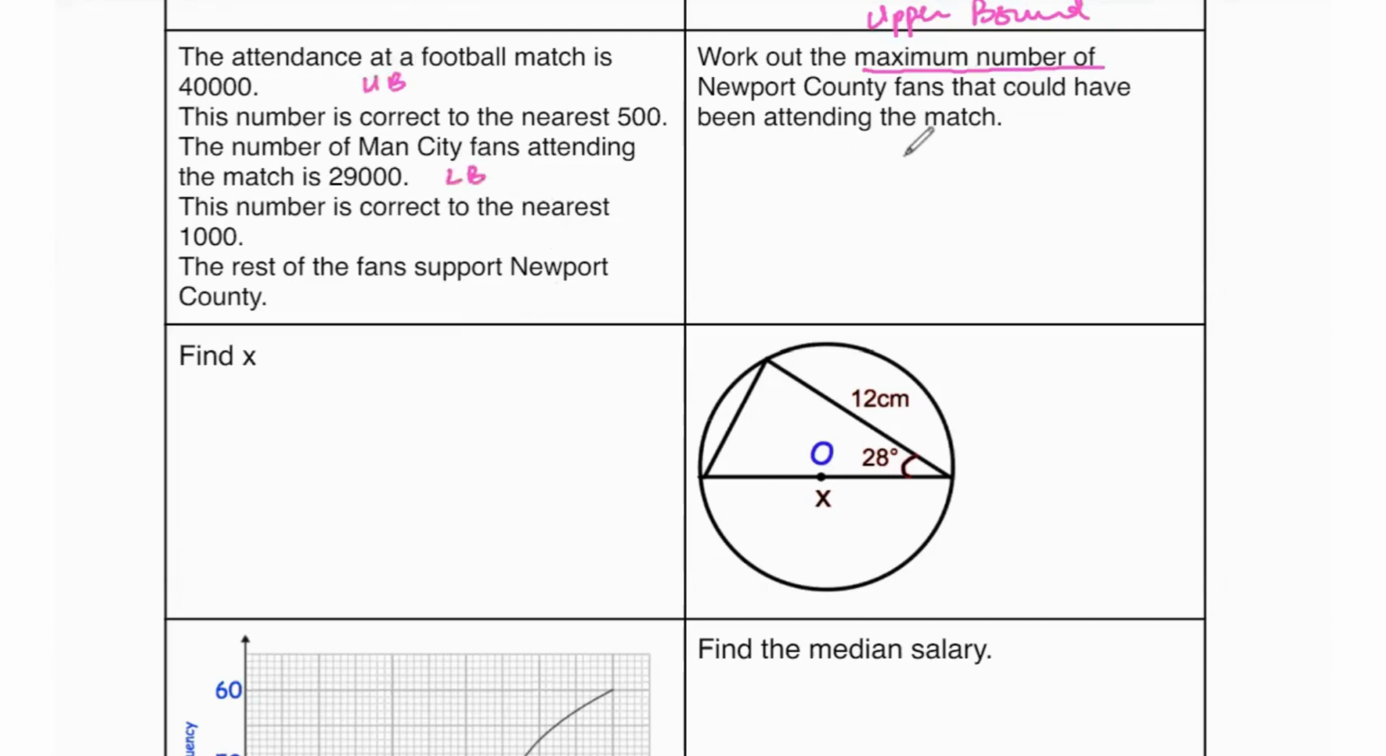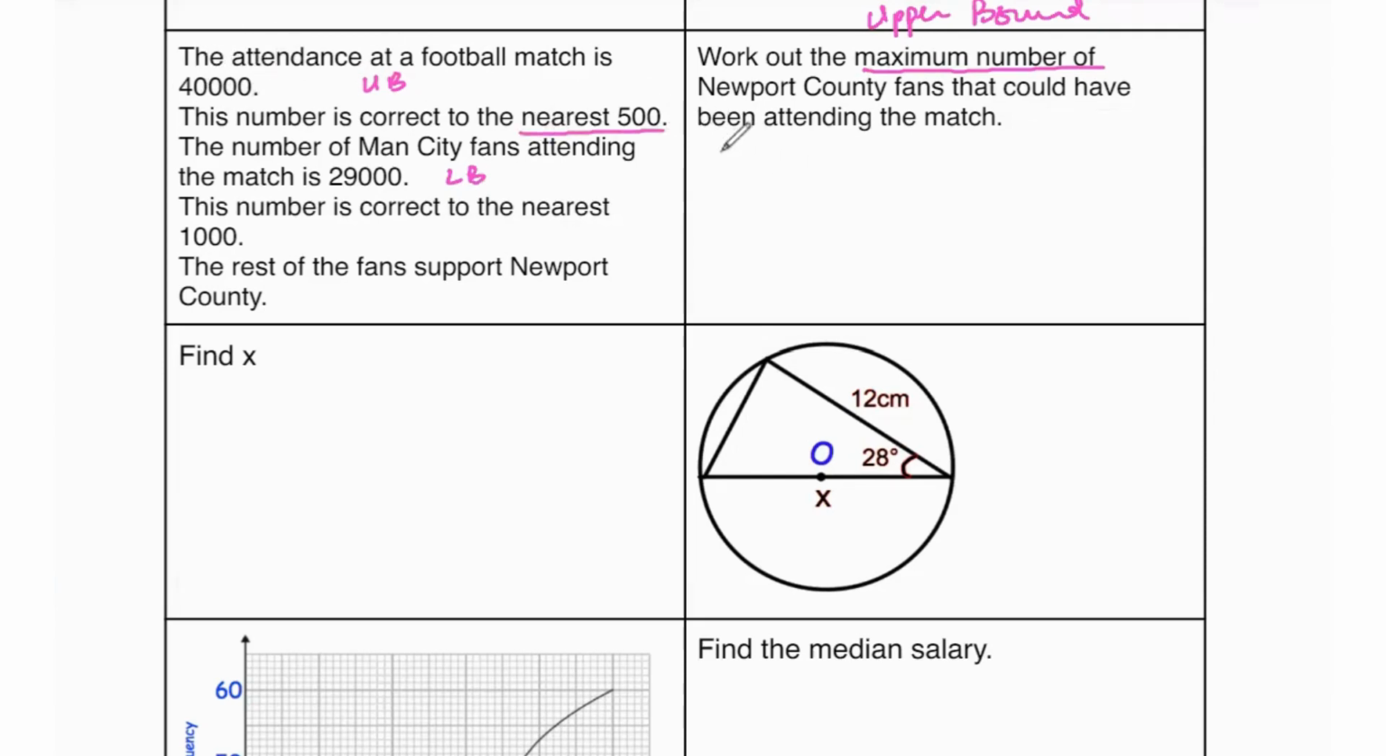Why? Because it says maximum number. Maximum number can only be found if we subtract a small value from a big value. If we subtract the upper bound from the lower bound, that would give us the minimum number, not the maximum. So to get the maximum number, we subtract the lower bound of Man City from the upper bound of the total attendance.